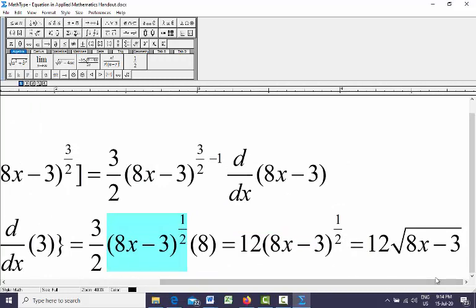You can keep the answer up to this. This is the final answer. But if you want to simplify further, we can write it this way, because always remember, power half means square root, and power 1/3 means cubic root. Since we have power half over 8x minus 3, we will have the square root of 8x minus 3. So 12 multiplied by the square root of 8x minus 3. That's the answer.